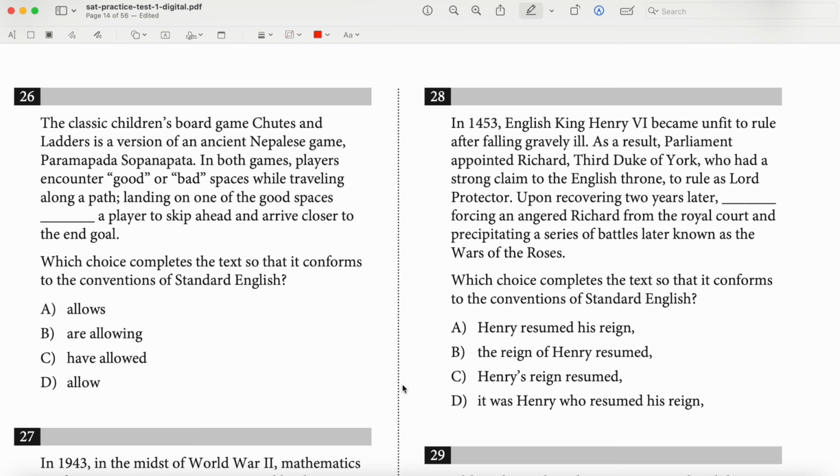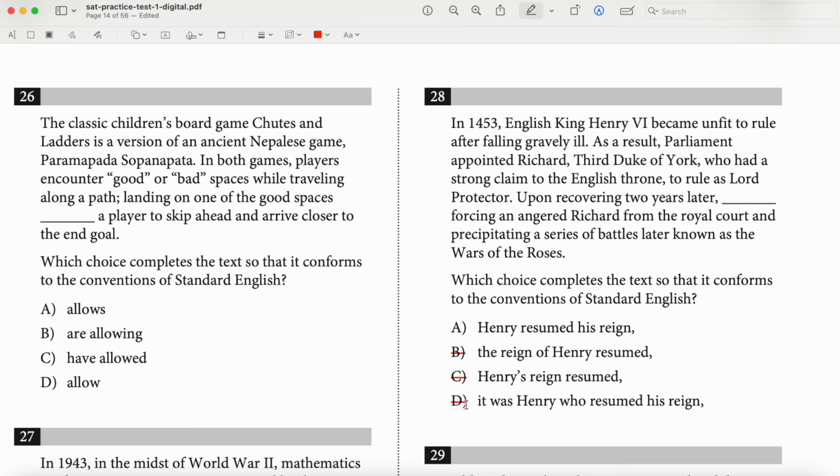Because it's saying that upon recovering 2 years later, Henry's reign resumed. Yes, Henry's reign, right? It's not Henry. It's tricky because you see the word Henry there. A lot of students are going to be tempted to pick C here. But it's not Henry's reign that recovered 2 years later. It's not B either. Clearly not. The reign of Henry? That's not what we want, and it's definitely not D. It sounded like trash, and the word it begins that answer choice. There's only one that begins with Henry. It's got to be A.